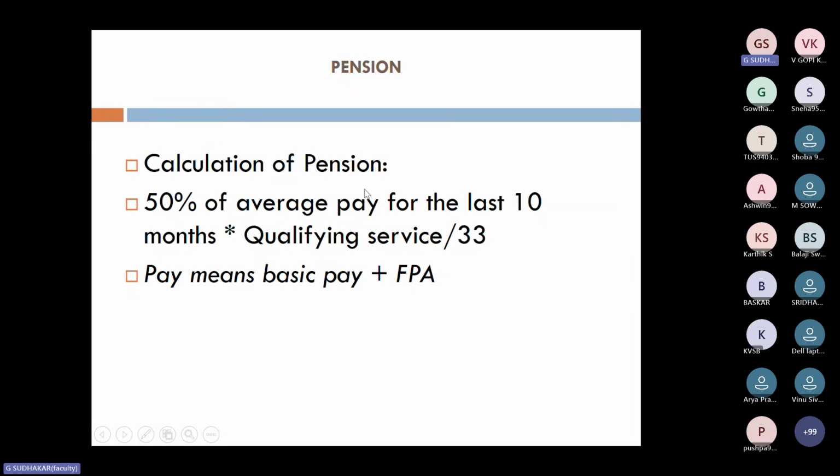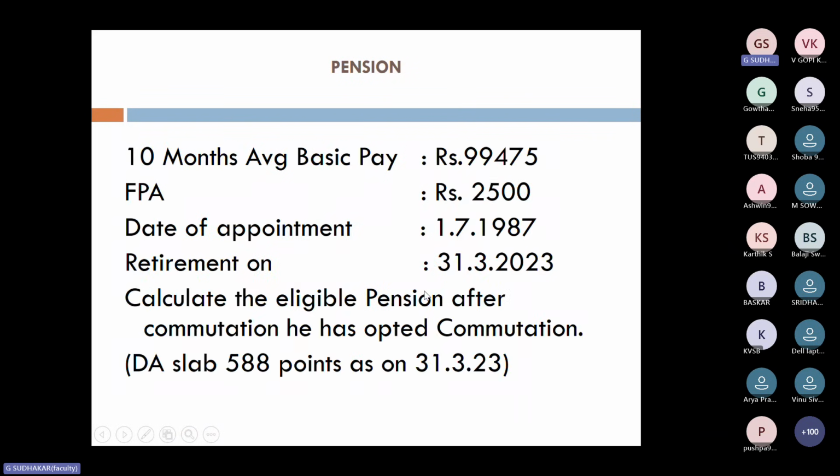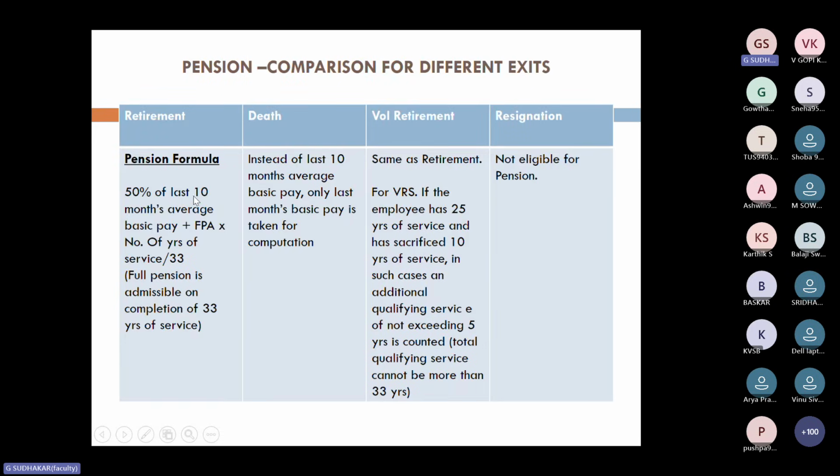This is the calculation of pension: 50% of the average pay for the last 10 months, multiplied by qualifying service, divided by 33. This is for getting full pension. Pay includes basic plus FPA, nothing other than this amount. Take the 10 months basic and FPA, for someone retired on 31/3, and calculate his eligible pension. DA is not necessary here. The formula is 50% of the last basic drawn plus FPA, into number of years of service, divided by 33.